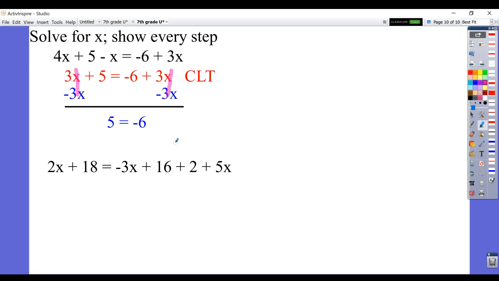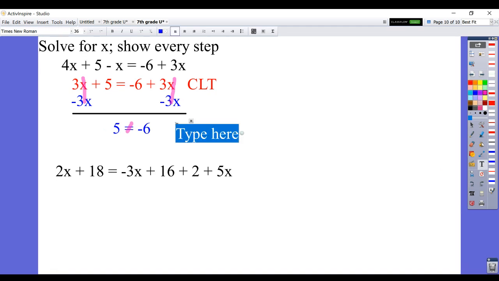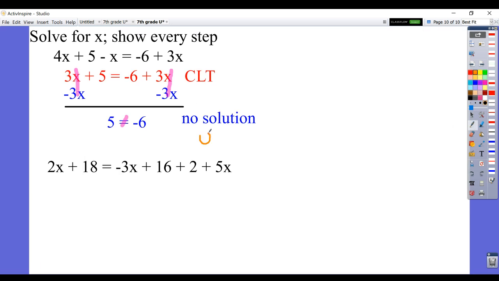Now, 5 does not equal negative 6. So when we get 5 equals negative 6, that should tell us something. It tells us that there is no solution because there is no situation in which 5 will equal negative 6. So we can write no solution this way, or remember, we can also write it with the circle and a dash through it, meaning it's an empty set. Can't happen. So that type of problem could be on there as well.